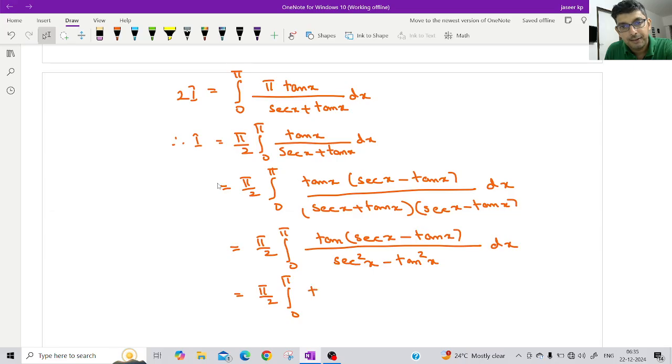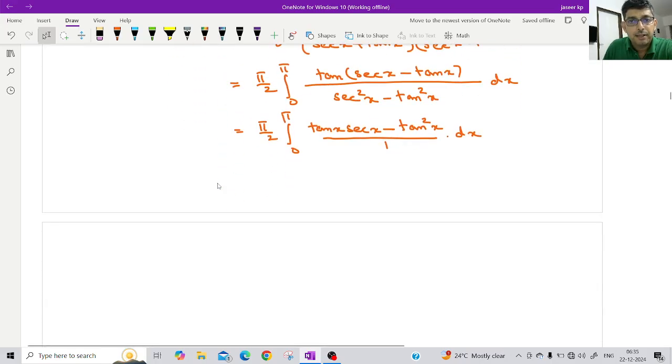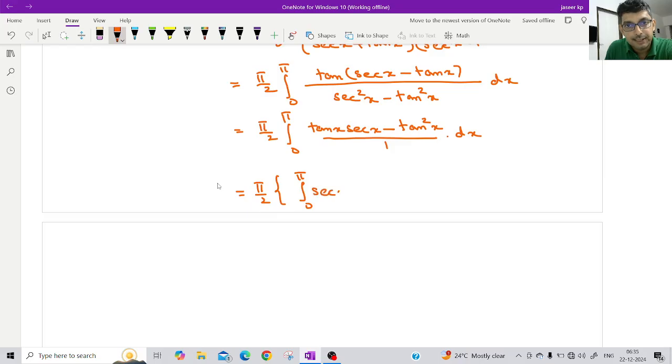Now again pi by 2, this can be written as 0 to pi, opening the bracket, tan x secant x minus tan square x divided by secant square x minus tan square x, which is 1, dx. Now we can integrate 1 by 1, so that is pi by 2, 0 to pi secant x tan x dx minus 0 to pi tan square x, we can write it as secant square x minus 1 dx.